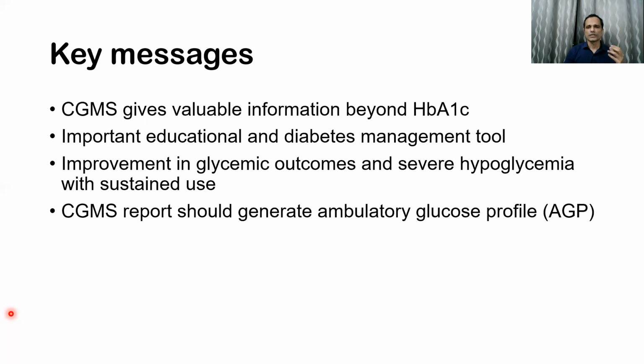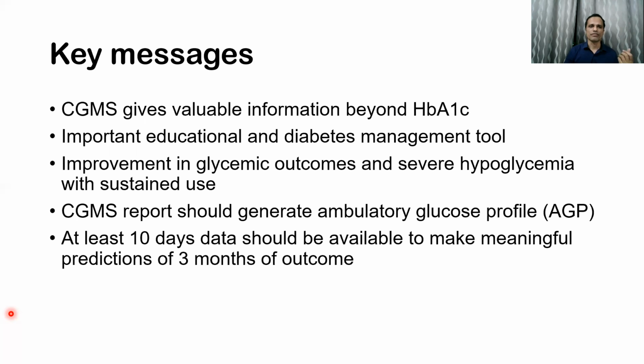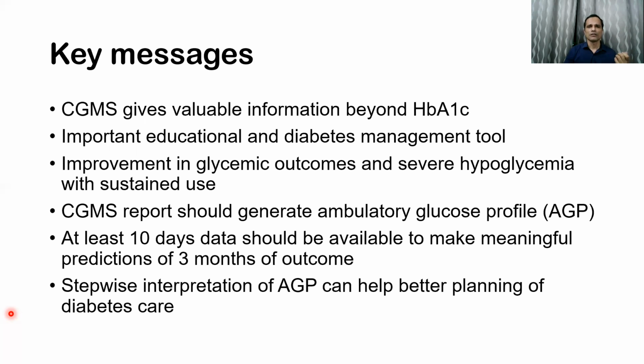All the devices should generate the report as an ambulatory glucose profile. And at least 10 days data should be available to make meaningful predictions of 3 months of outcome. We should follow stepwise interpretation of AGP, which can help in better planning of diabetes care.